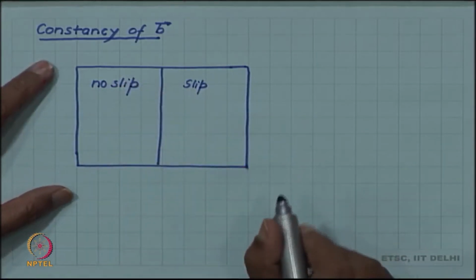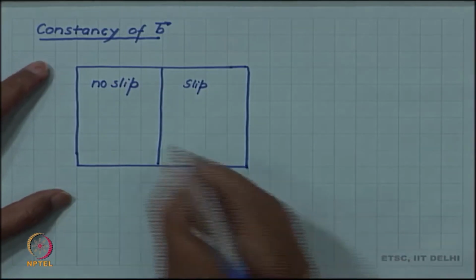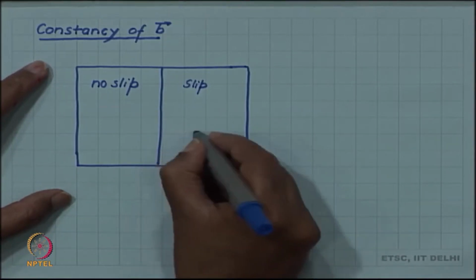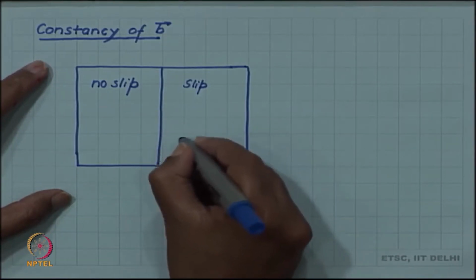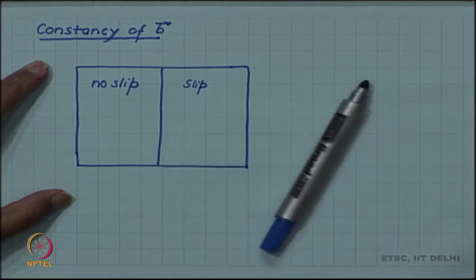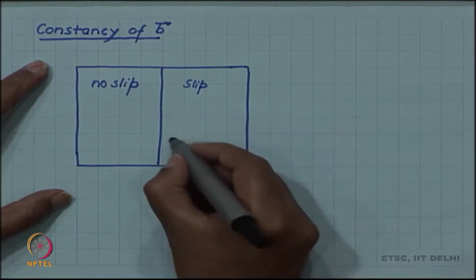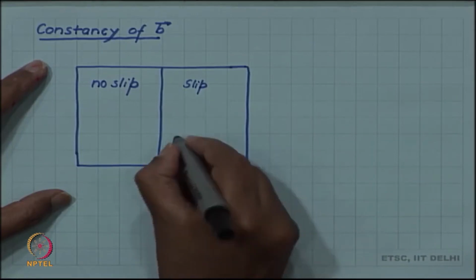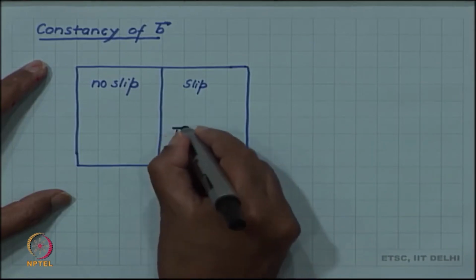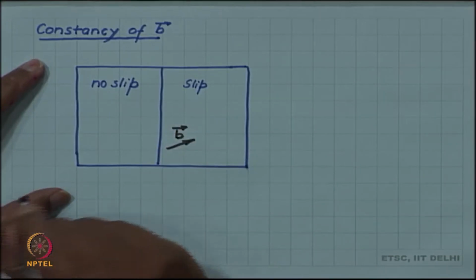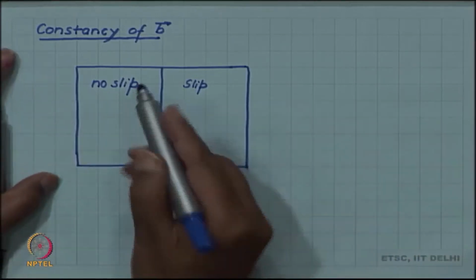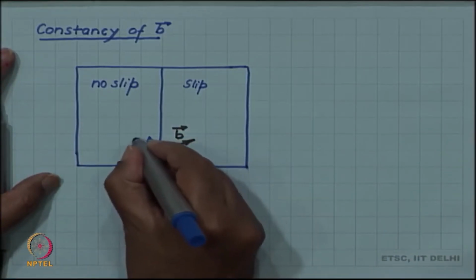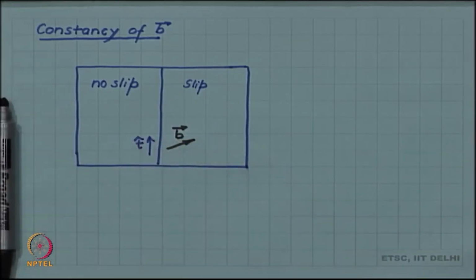And in the slip region, there is a slip of certain magnitude and direction, and that is what is called the Burgers vector. So, the magnitude and direction of the slip is the Burgers vector, and the dislocation line itself is characterized by a tangent vector, a unit vector tangent to the dislocation line.